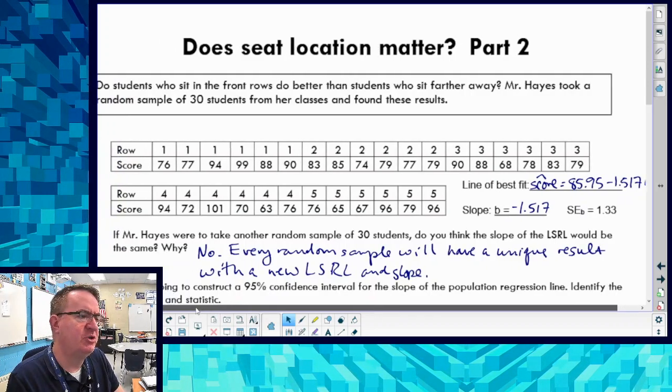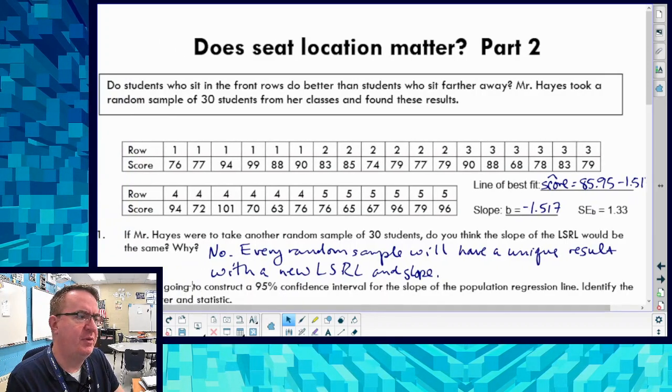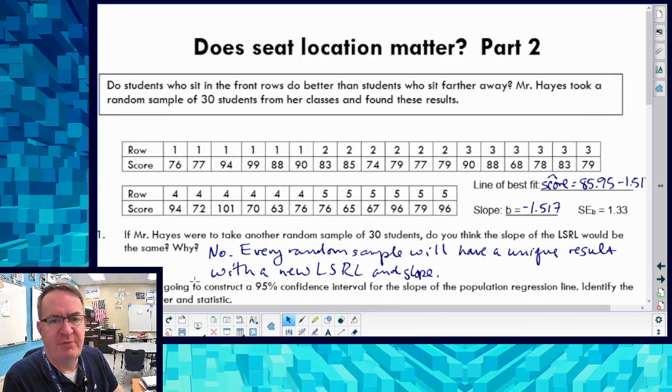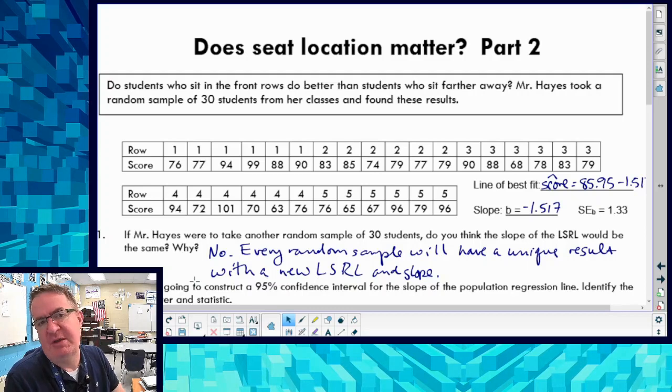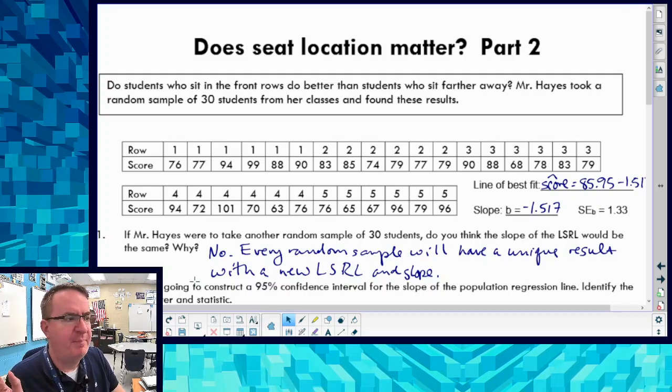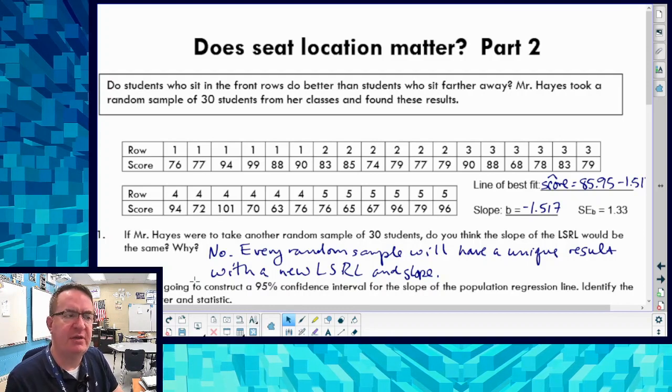Some of the question was, if I were to take a different random sample of 30, would I come up with the same slope? And the answer is, of course not, because you're going to be mixing things up. Every random sample is going to have a unique least squares regression line and slope.